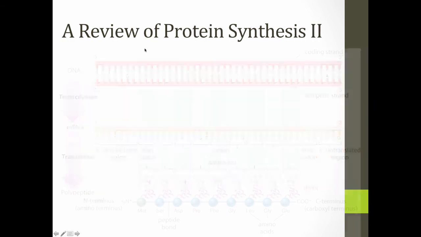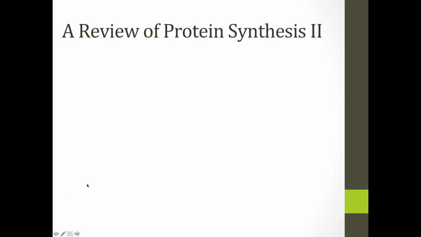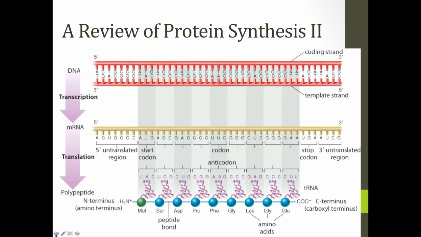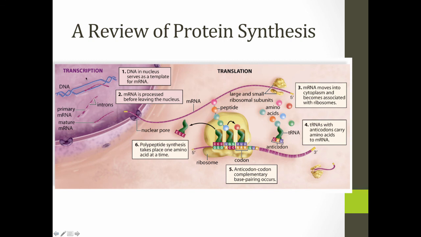So there's, I think, two different ways of seeing this graphically. So here we've got transcription that occurs in the nucleus. The primary mRNA transcript is made. Introns are removed. A 5' cap is added. A poly A tail is added. The mRNA moves out of the nucleus into the cytoplasm.